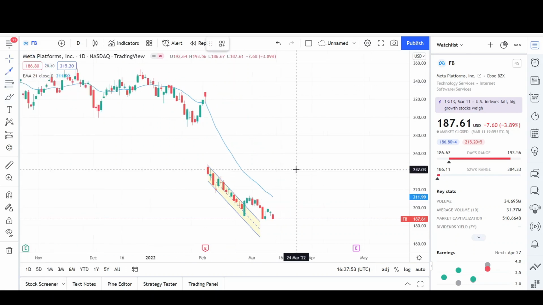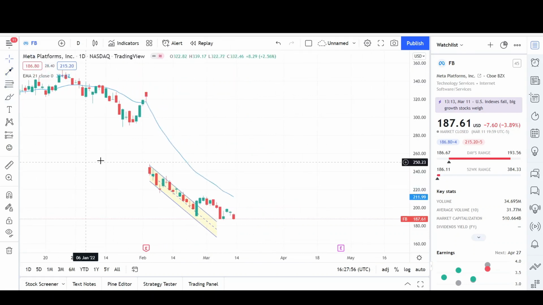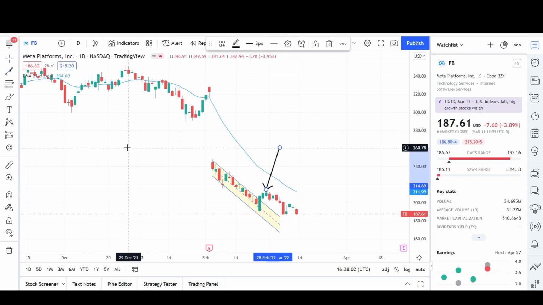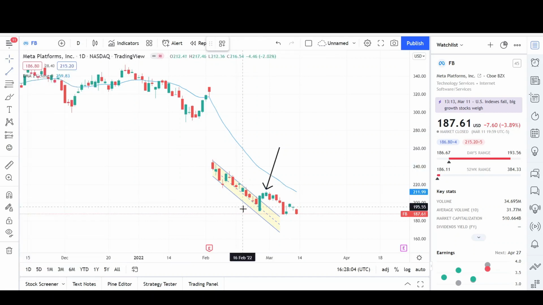So you can see this was the channel working lower. Let me go and center this chart. This was the channel working lower. Most of the price bars were inside of it. We had a little break of it, and then we went back down to the previous low. So that's a good sign.